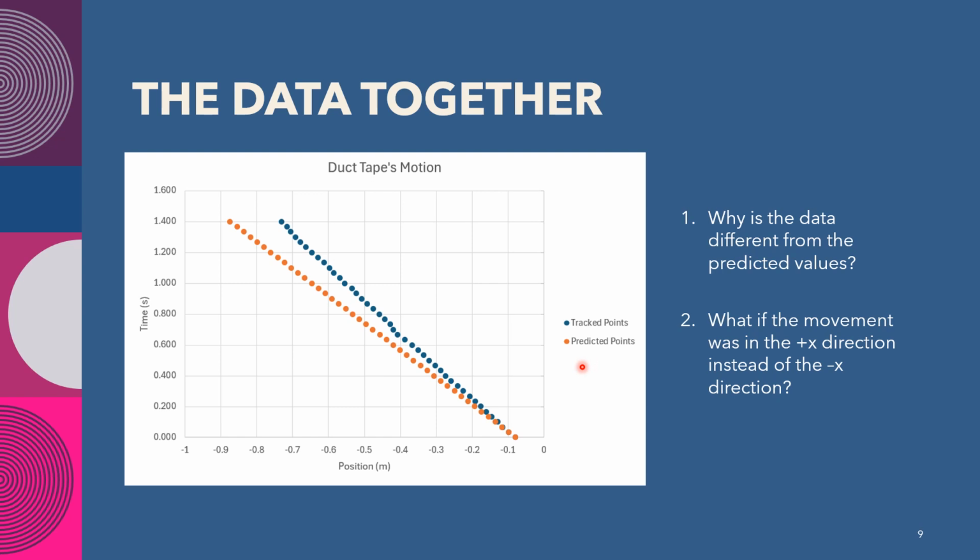And this is the actual chart of these two motions, where the tracked points and predicted points are very similar here, but as time elapses, we can see a difference between the tracked points and the predicted points.